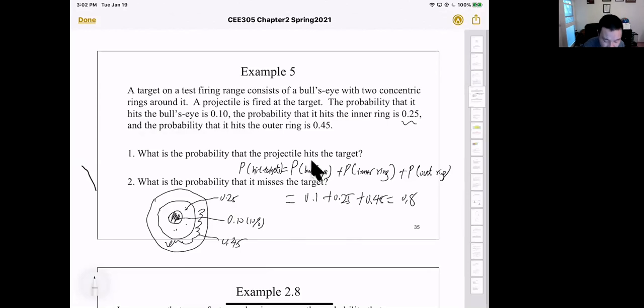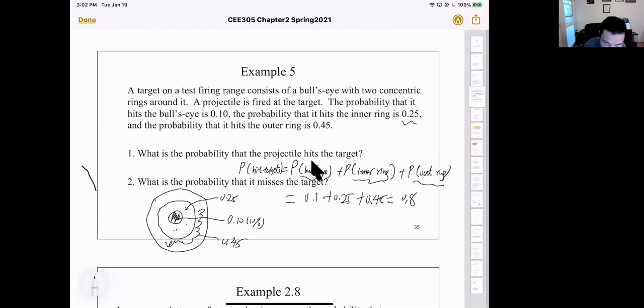This is because these 3 events, hit the bullseye, hit the inner ring, and hit the outer ring, are mutually exclusive events. See, they have nothing in common. Remember, this is the ring. The ring does not include the bullseye. So we just add these probabilities together.